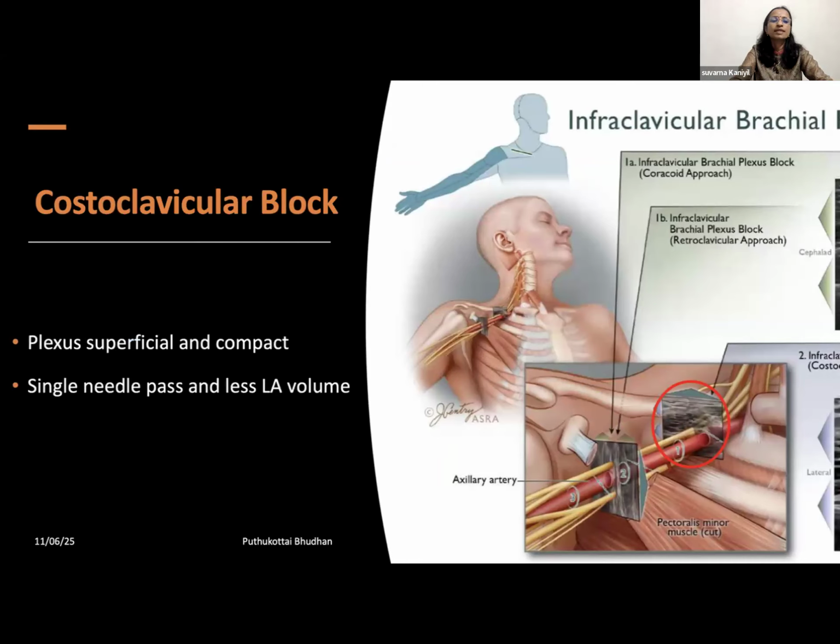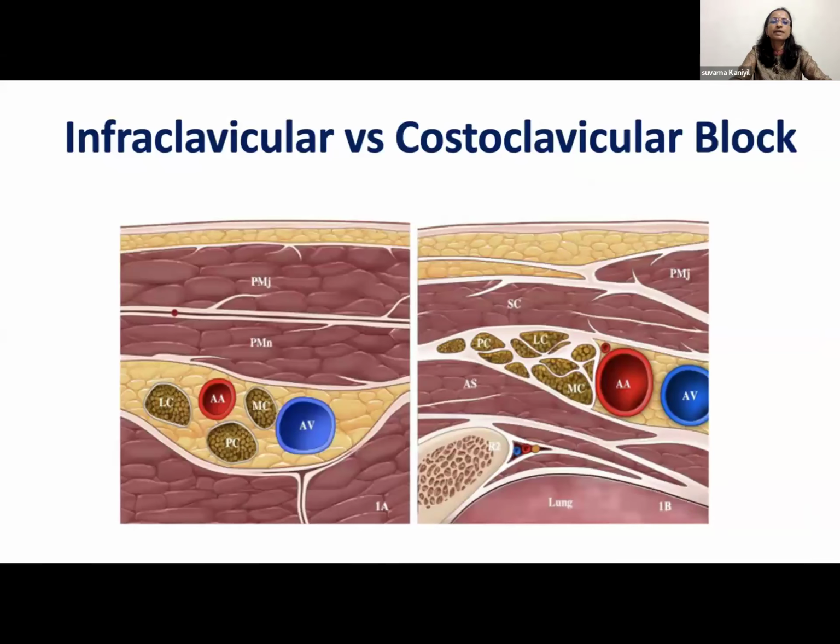So here the elements of the plexus are very superficial as well as quite compact. So a single needling is sufficient and requires a less local anesthetic volume compared to other blocks, other approaches. This is comparing the pictures, the classic infraclavicular as well as the costoclavicular.